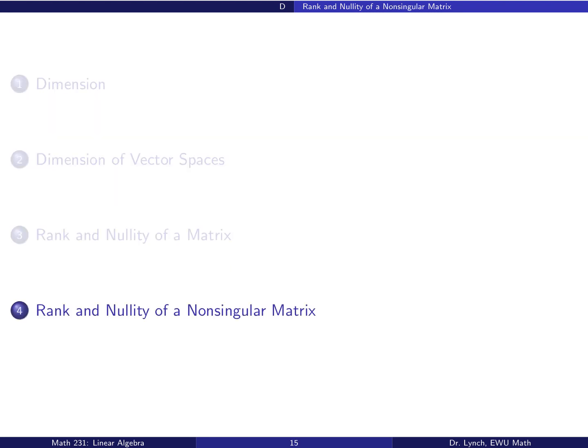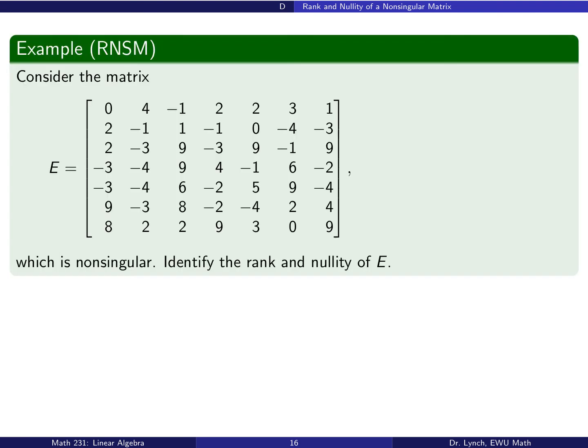Okay, let's talk about rank and nullity of a non-singular matrix. Here's an example. This matrix E is non-singular. Non-singular matrices reduce to the identity. We can see that this matrix is 7 by 7. Therefore, in its reduced row echelon form, it has 7 pivots. The rank is 7. The nullity, it turns out, is 0. And it turns out that this is always true: for any non-singular matrix, the rank is the size of the matrix and the nullity is 0.